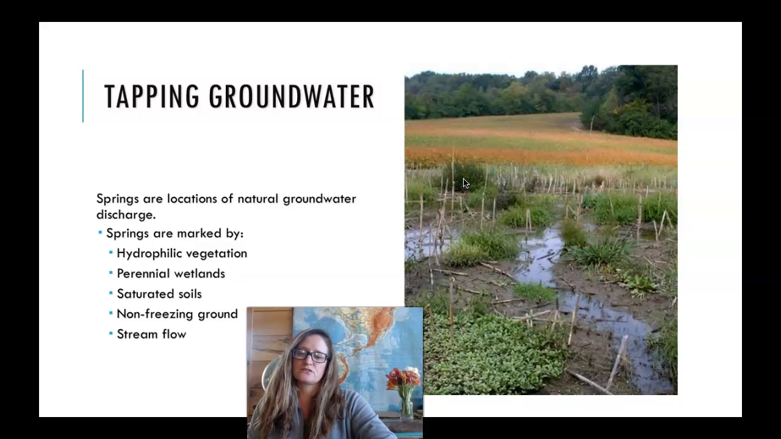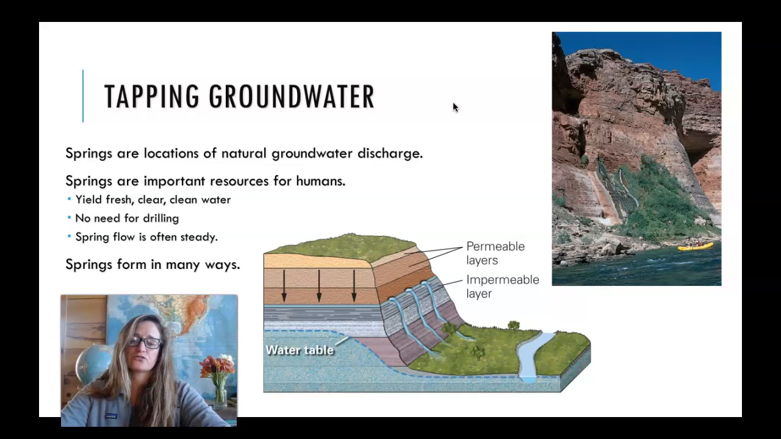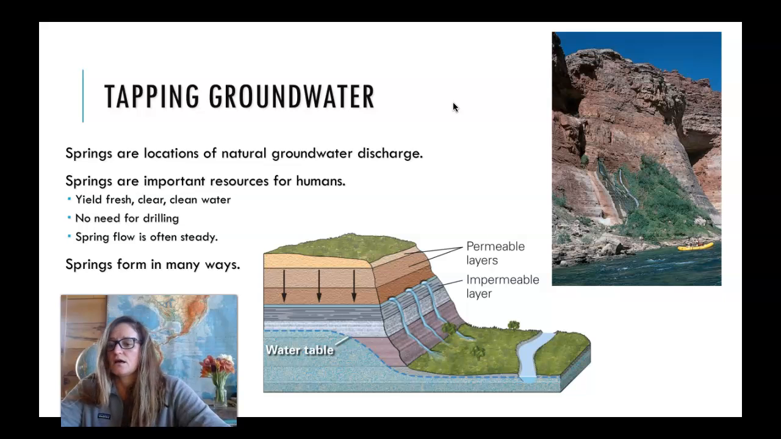The soil would be saturated, the wetland would last year round, the ground wouldn't freeze because there's warm water flowing out all the time, and it may add to the stream flow. So finding a spring can be good. Using a spring is usually a good idea. You want to have it tested, but the water would probably be clean, and the flow would be pretty steady and free. You don't have to drill for it.